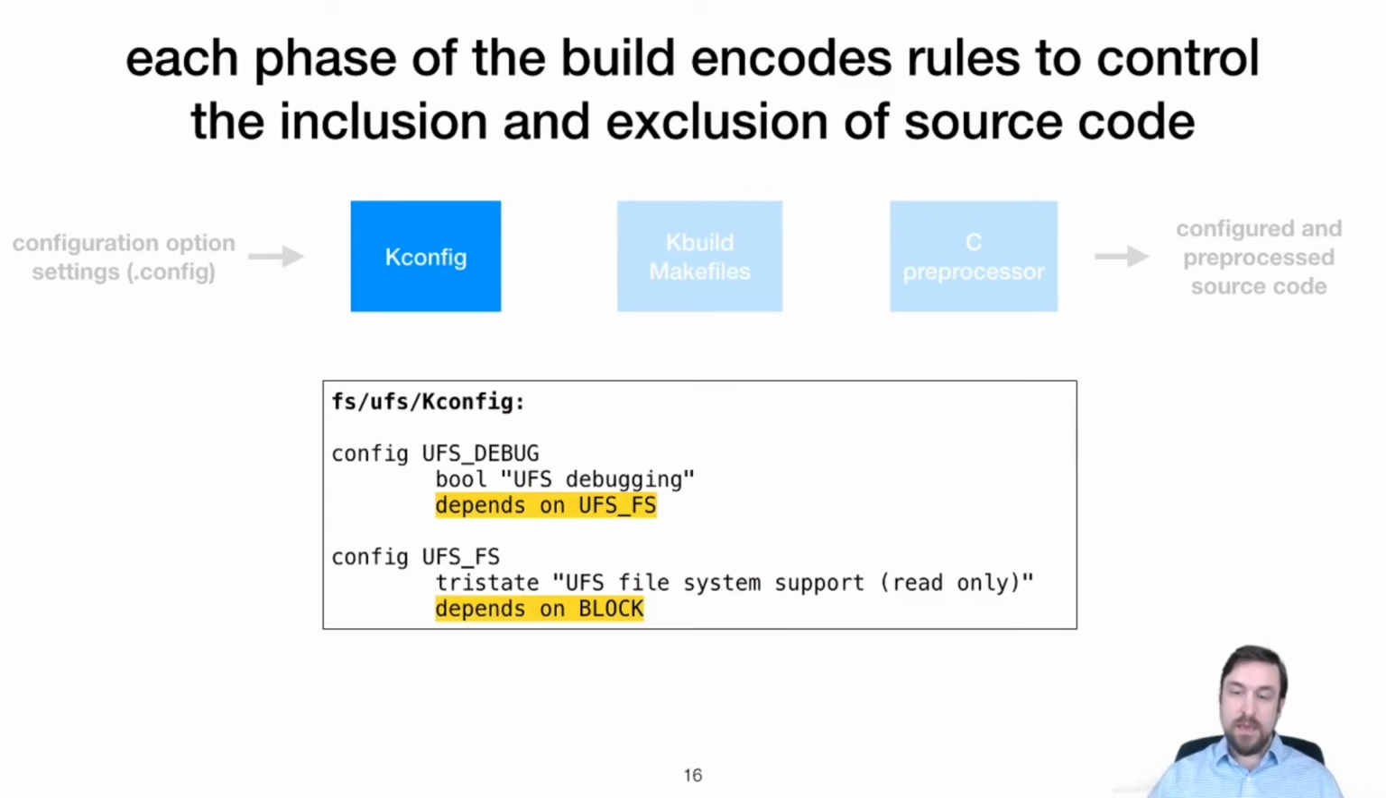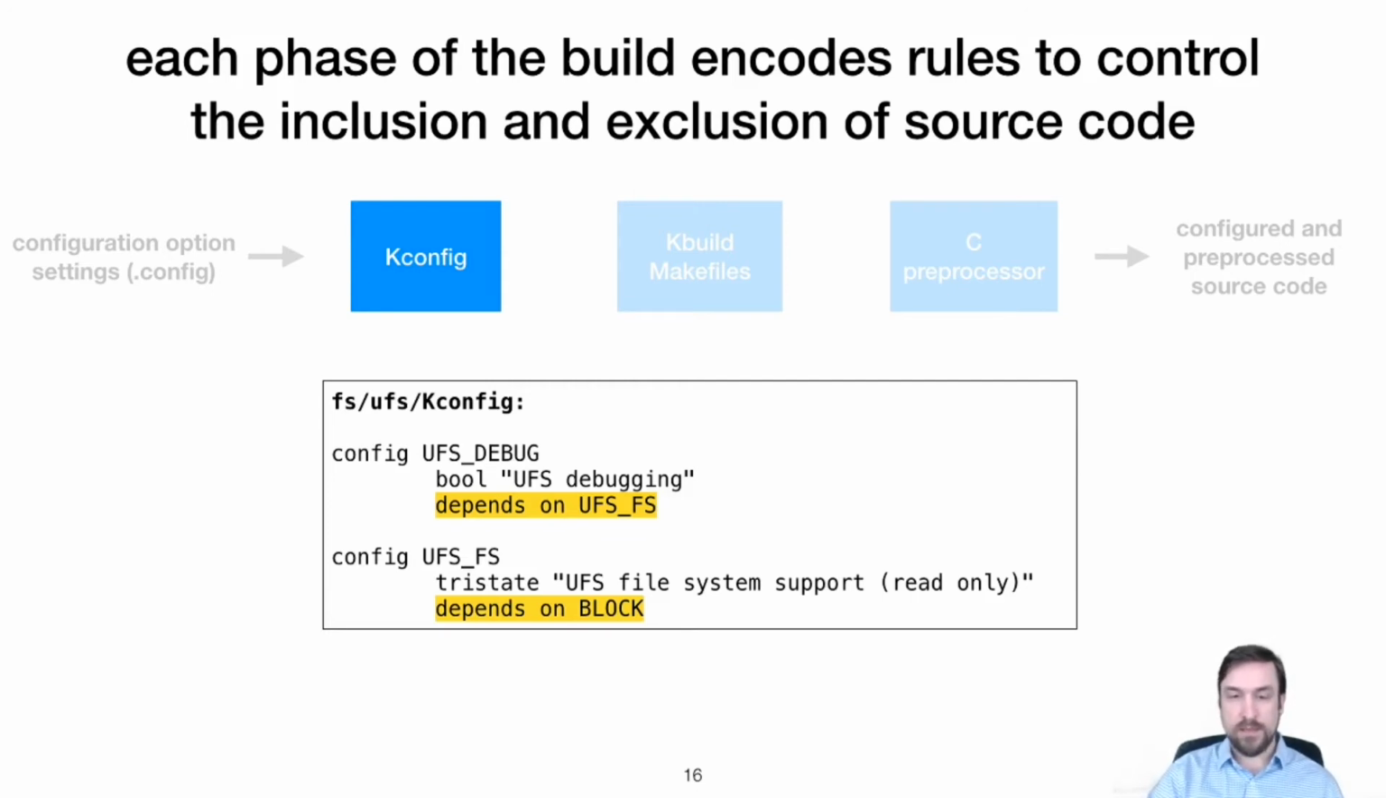And lastly, the Kconfig system restricts when these options are allowed to be enabled. It encodes dependencies between these options. So for instance, in this case, the UFS debug option can only be enabled if the UFS FS option is turned on. And even more, the UFS FS option can only be turned on if the block option is turned on. And there are thousands of lines of these dependencies described in Kconfig, and this provides a real challenge to trying to figure out not only which configuration options lead to which code, but which configurations are actually viable according to these constraints.